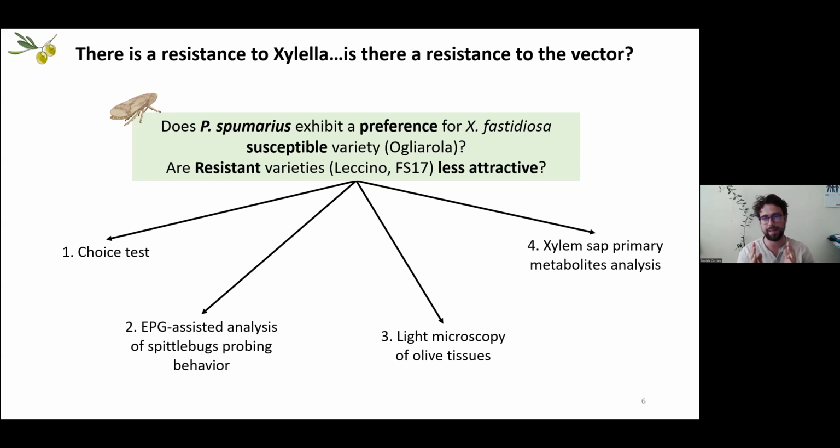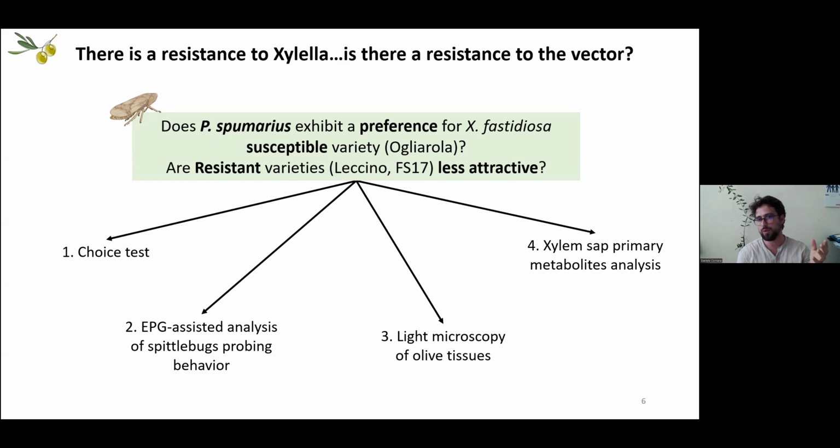But our question is: is there also a resistance to the vector? Does Philaenus like, for example, more susceptible varieties compared to bacterium-resistant varieties? This is very important because understanding whether there is also a resistance to the spittlebug would better explain, for example, the disease prevalence under field conditions.